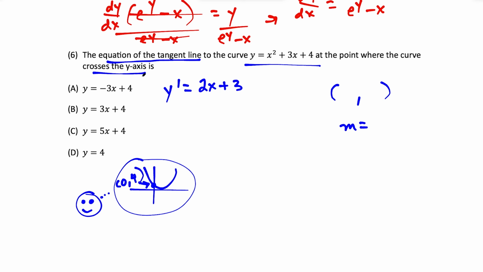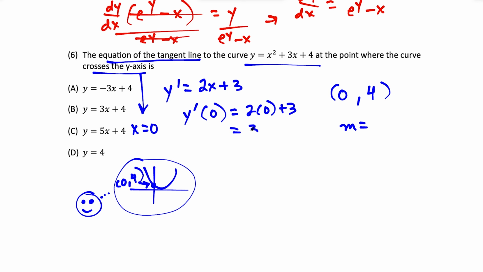That's how you find your y-intercept, or where your curve crosses the y-axis: you plug in x equals 0. So now if we plug in x equals 0, we get y equal to 4. So that's our point. But now when we evaluate our derivative y prime at x equals 0, this is going to give us 2 times 0 plus 3, which gives us a slope equal to 3.